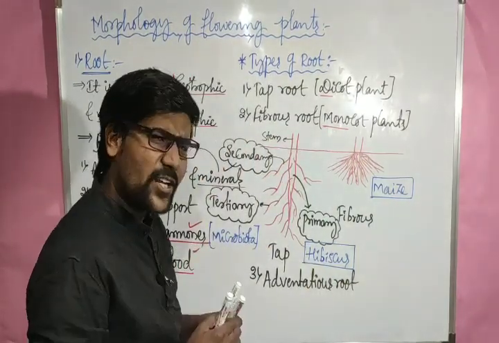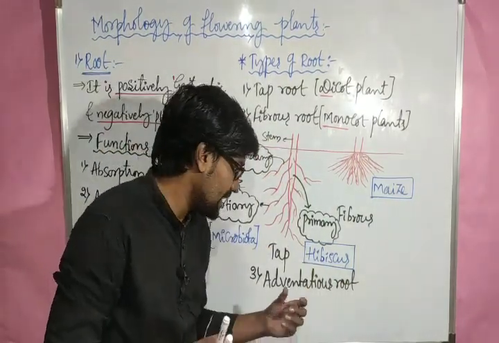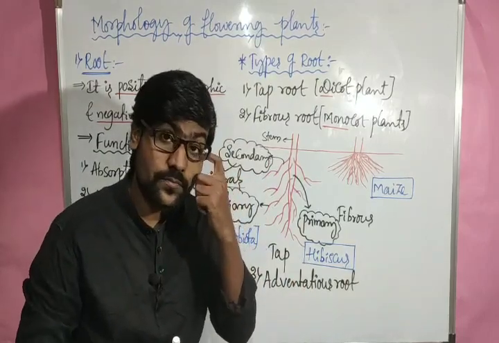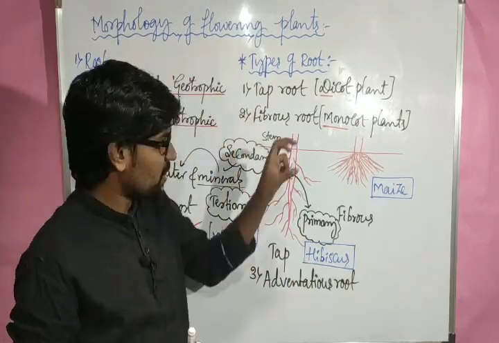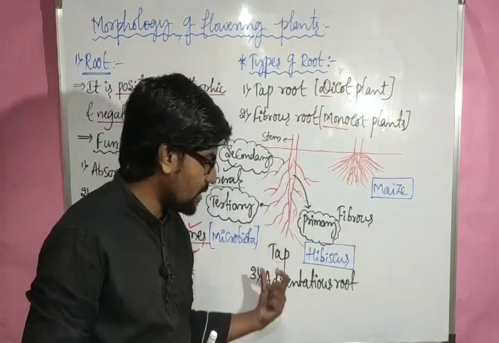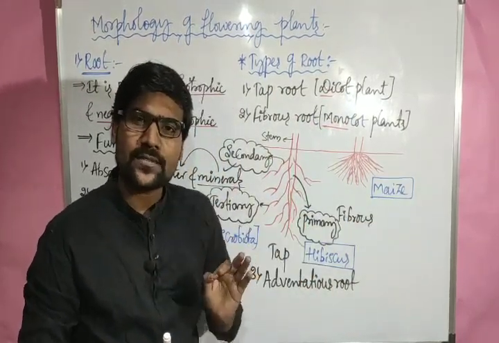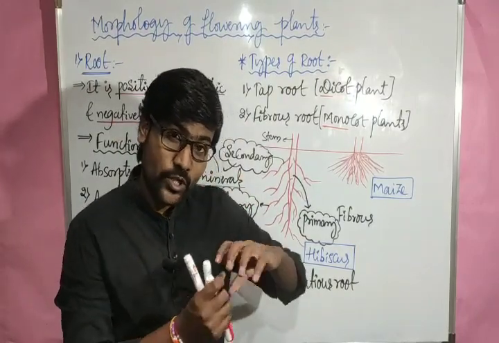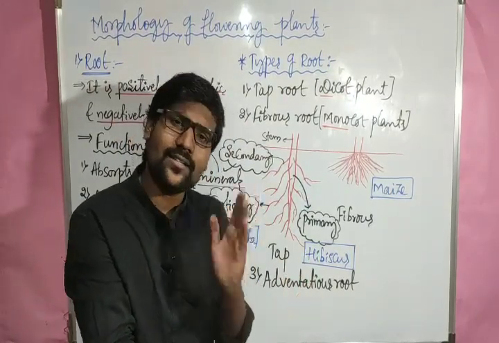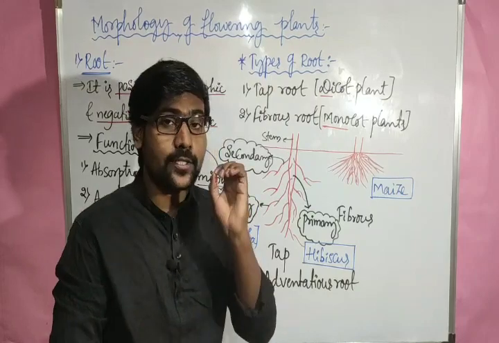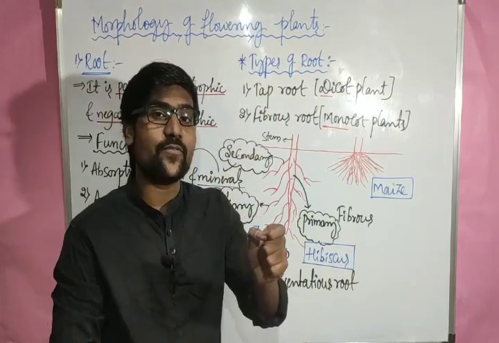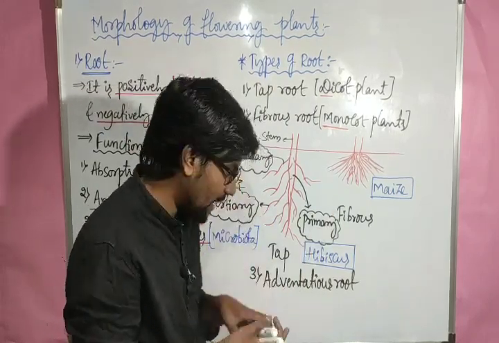Yes, adventitious root. These are the special type of roots apart from these two. Actually these are major roots, and this is one more root. Adventitious root means the roots which are produced on the parts other than the radicle, or the roots arising from the parts other than the radicle. Let me write it once first.